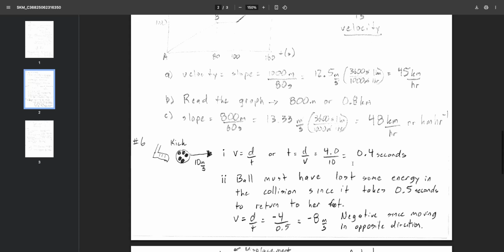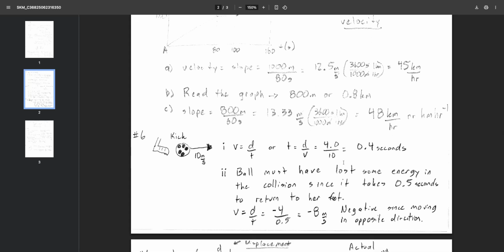My pencil got better for number 6. So Louise kicks a ball towards a wall that's 4 meters away from her. The ball moves at a constant speed of 10 meters per second when traveling towards the wall. The ball returns to Louise 0.9 seconds after it was kicked. The time taken for the ball to reach the wall.